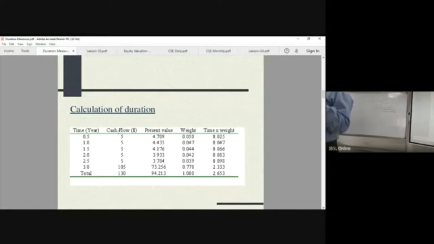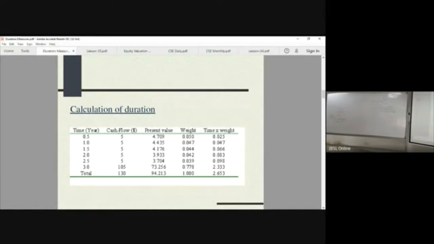Now you can compare your thoughts. What is the maturity of this bond? 3 years. The duration is 2.653. It is less than 3, but it will be close. 2.653.